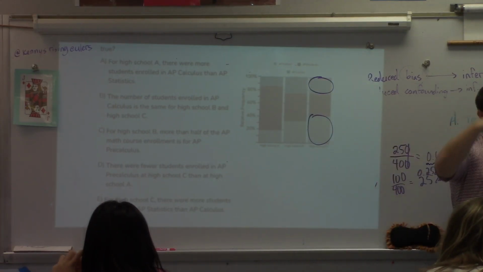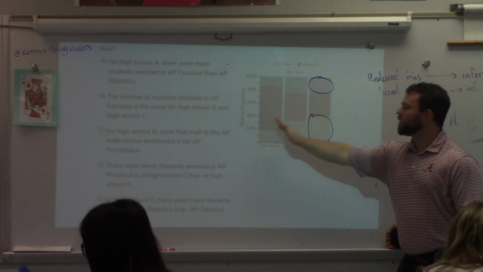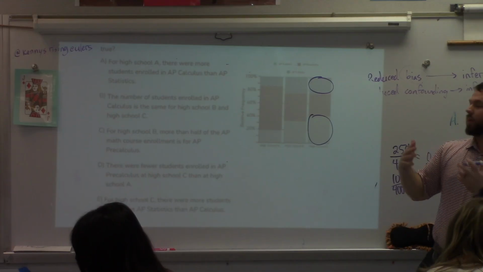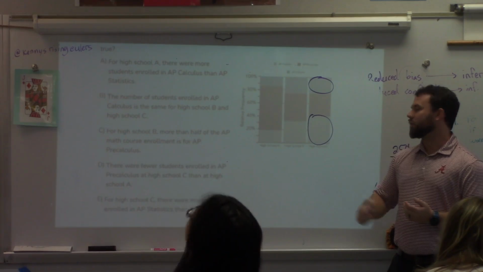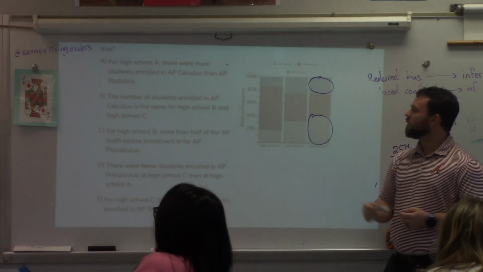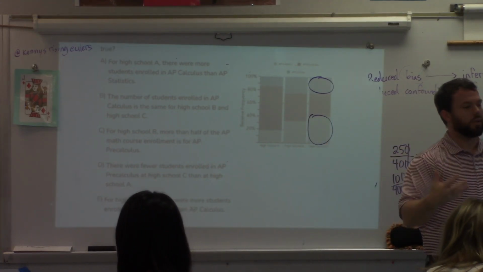So I can compare within that one school. I can't compare numbers across schools unless I know the total number of each school. So there's a higher relative frequency here than here. But for the most part, a segmented bar graph, you gotta remember, has a percent or a relative frequency.